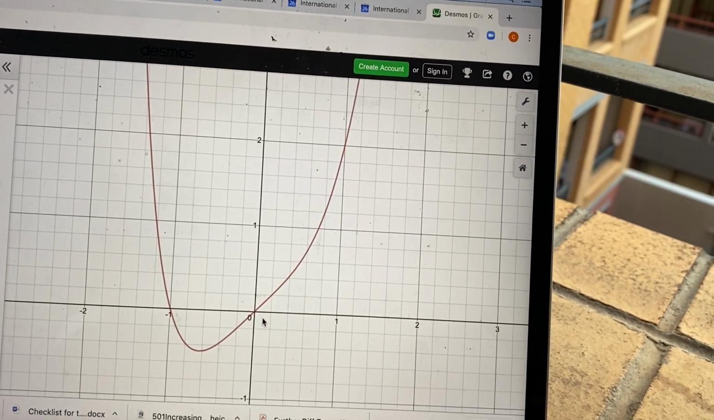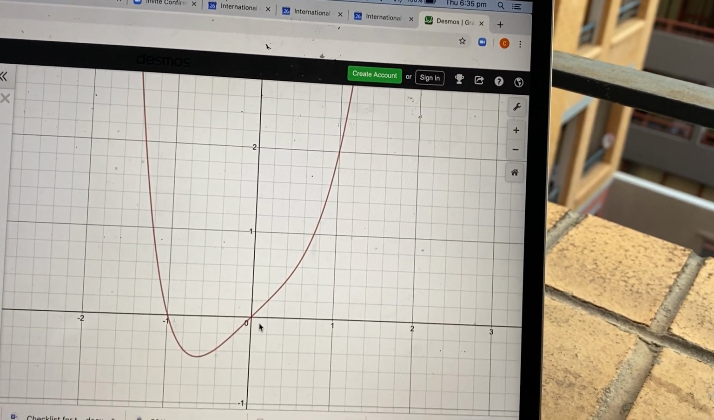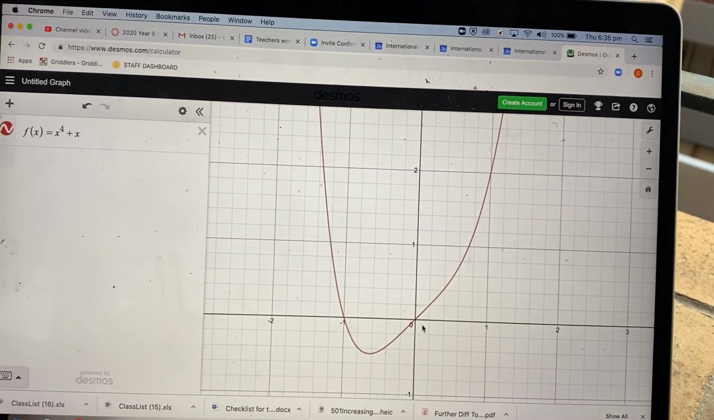The actual name for that is an undulation point. You don't need to know the name undulation point, but I find it pretty interesting. That is an undulation point.